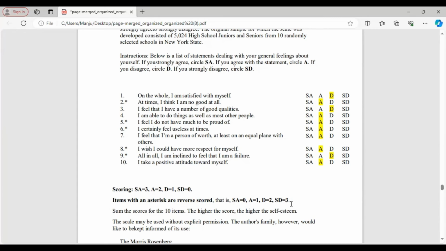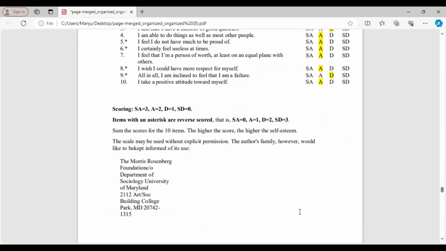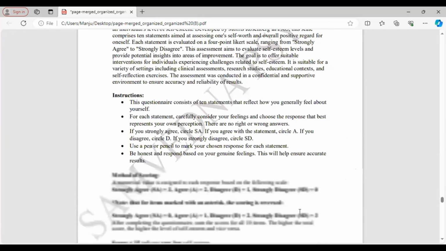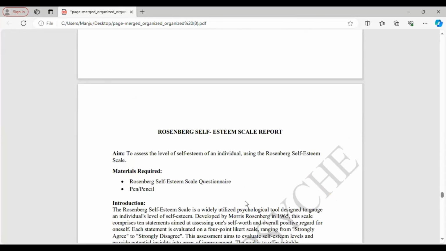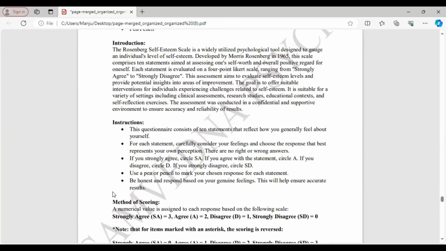Once the scoring is done, the sum of all 10 scores is taken, and it is compared with the standard score for self-esteem. Next, we write the report about this test. In the report, first, the aim of the test. The aim of the test here is to assess the level of self-esteem of an individual. Materials required: Rosenberg self-esteem questionnaire, pen or pencil. Then we give a brief introduction about this test.